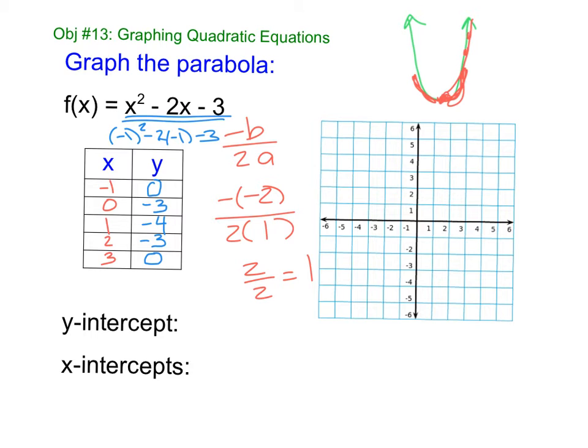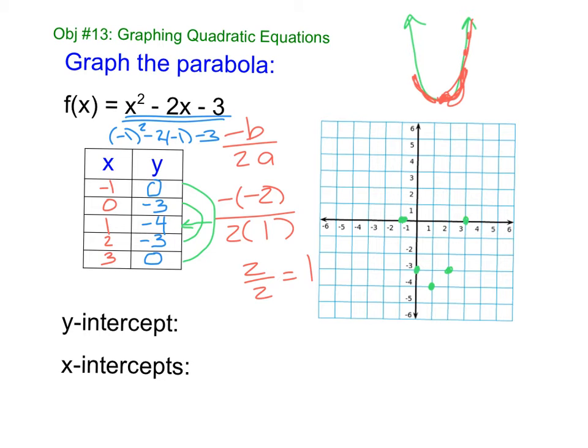Plug in 3, and we get 9 minus 6 minus 3, which is 0. Now, notice the y values. This is our vertex, and on either side of the vertex, we have matching y values. That shows the symmetry. That tells us we did it correctly. So now I'm just going to plot those points. Negative 1, 0. 0, negative 3. 1, negative 4. 2, negative 3. And 3, 0.